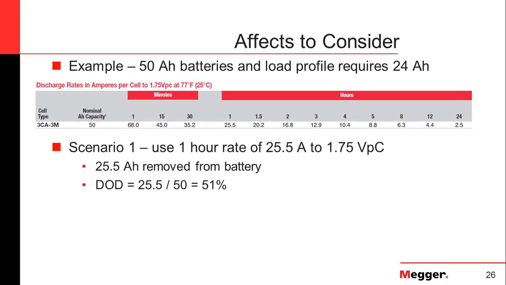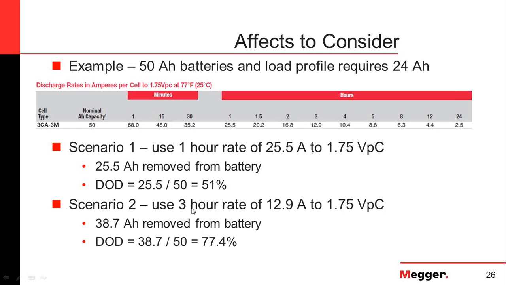Now, scenario 1, to do this test, let's say I chose the 1-hour rate of 25.5 amps. So I removed 25.5 amp hours from the battery. My depth of discharge is only 51%.